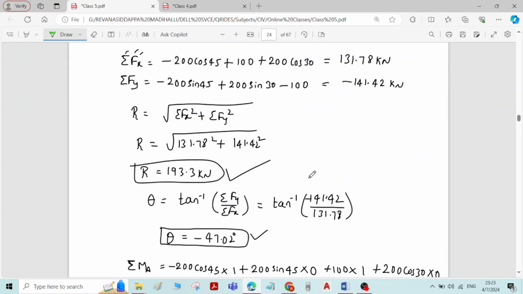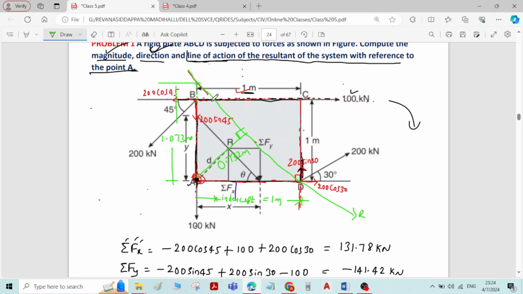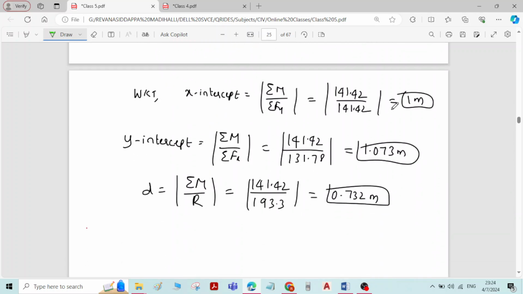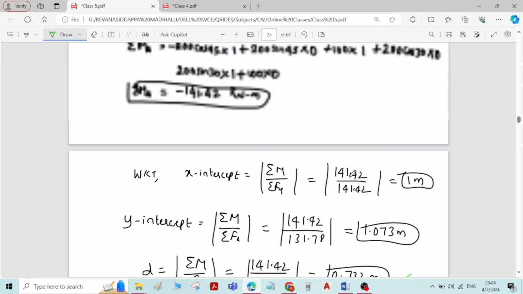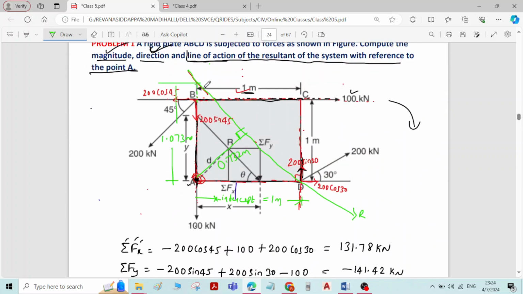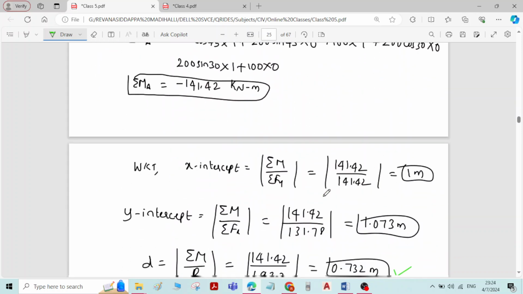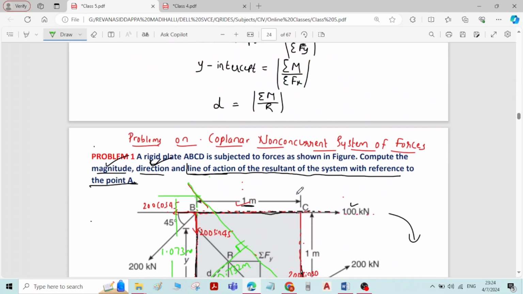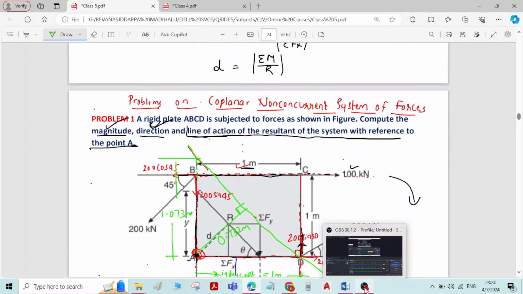So there is no need to show the position of the resultant force diagrammatically. It is not necessary. If you just show these numbers, then it is okay. Full marks will be allotted if you just stop here. For your understanding, I have just shown the actual position of the resultant force in the problem. So problem number 1 on coplanar non-concurrent system of forces is completed. Thank you.